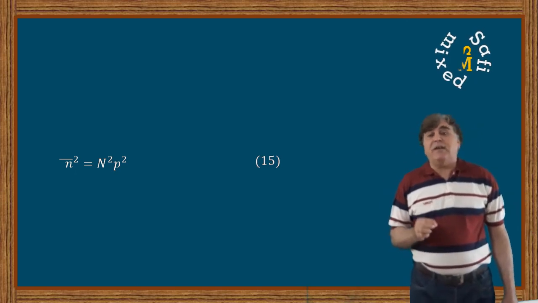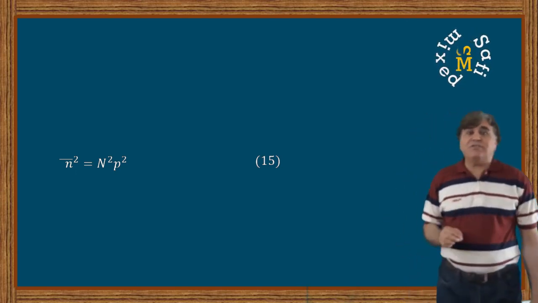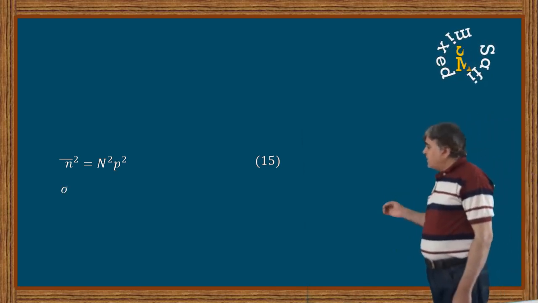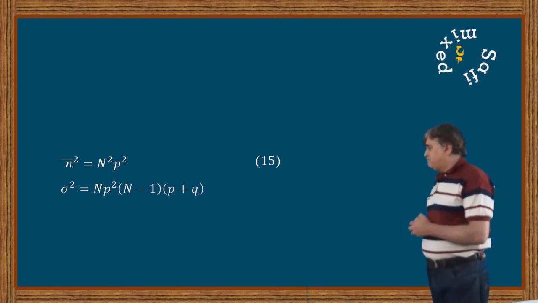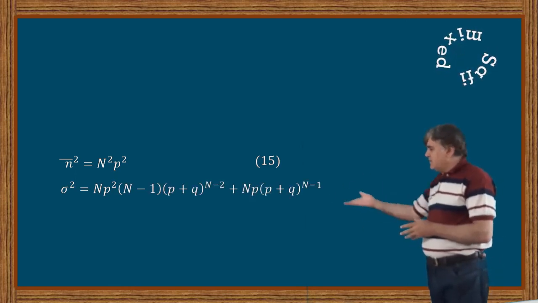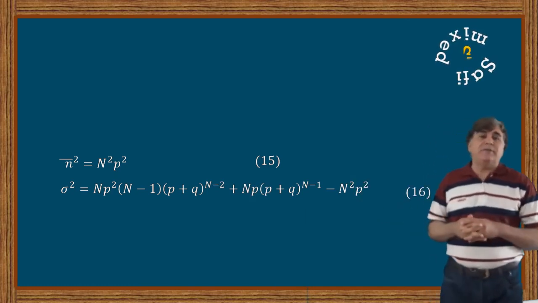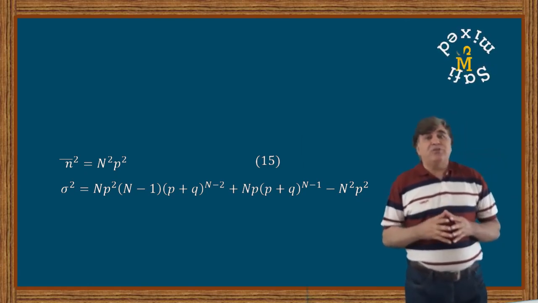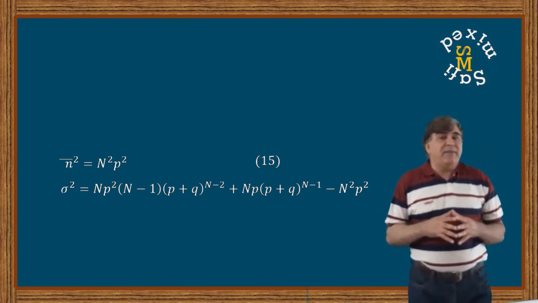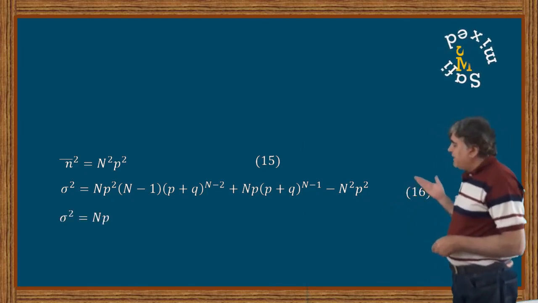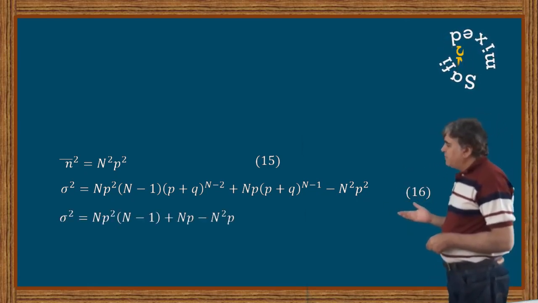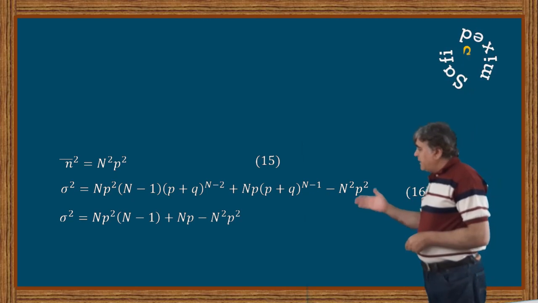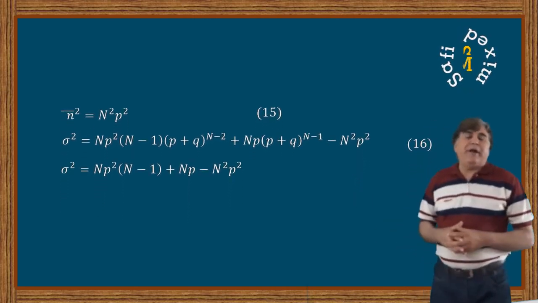Putting values from equation 14 and equation 15 into equation 11, we can rewrite the variance sigma square into this one form. Again, it's a lengthy relation, just have a look at it. We have substituted the values from those two equations. And using the condition that p plus q equals 1, it can straight away be reduced to sigma square equals N times p squared, the whole multiplied with N minus 1, plus Np minus N squared p squared.